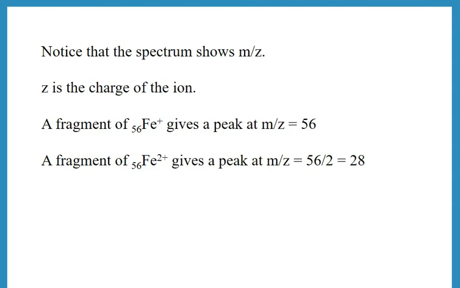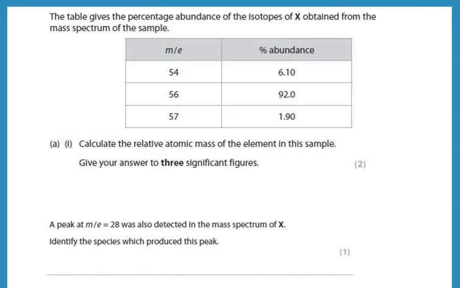Okay, so notice that the spectrum shows m over z. The z is the charge of the ion. So if I have an m over z, that depends on the charge of the ion. If we're talking, for example, about iron 56, I could have a fragment that has one positive charge or two positive charges. And remember that that means that I could have a peak at 56 and another peak at 28.